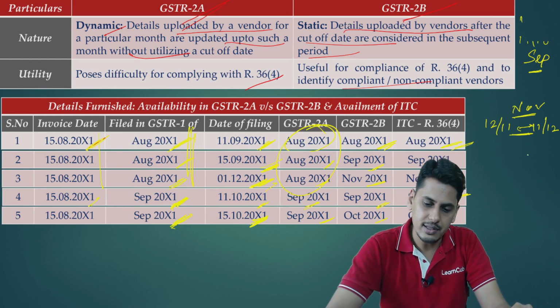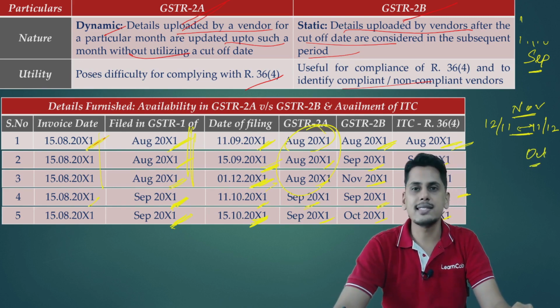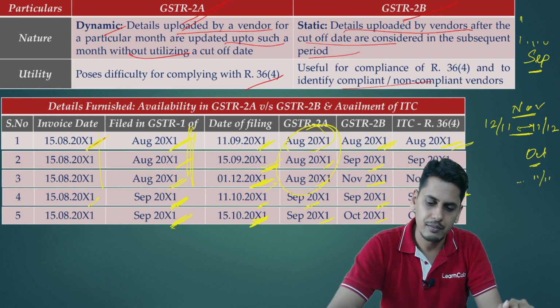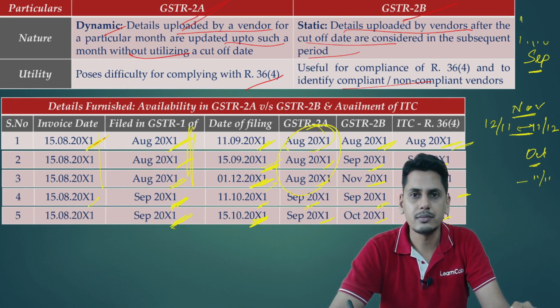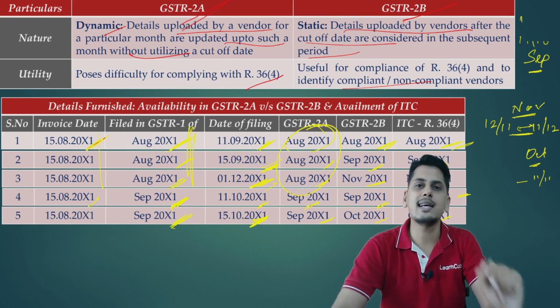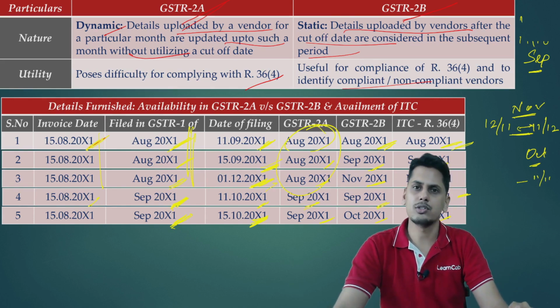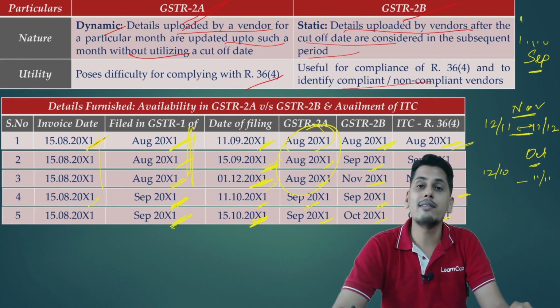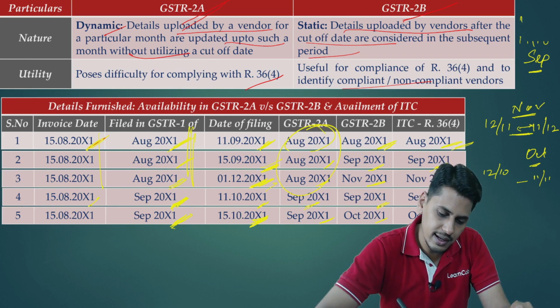If you want to recheck, friends, for October, what is the window? What is the last date for October? 11th of November. What is the month prior to October? September. For September, what was the last date? 11th of October. So what is the next date? 12th of October. So 12th of October to 11th of November is the window for October. So friends, it is filed in this window.